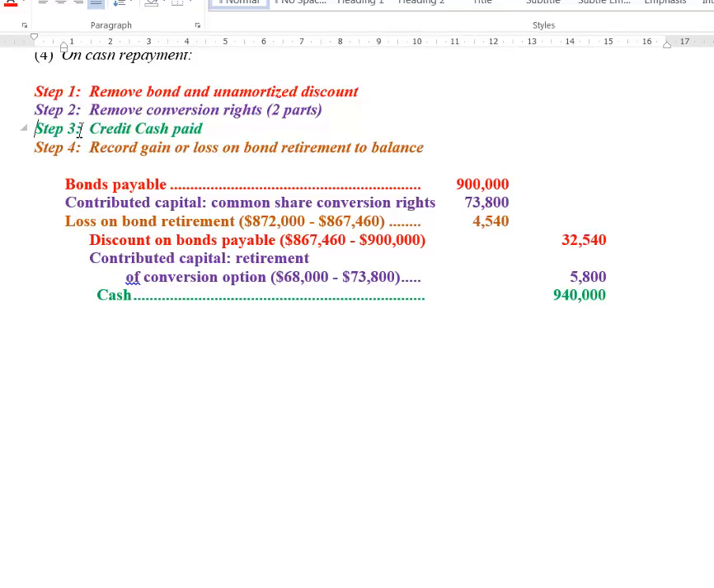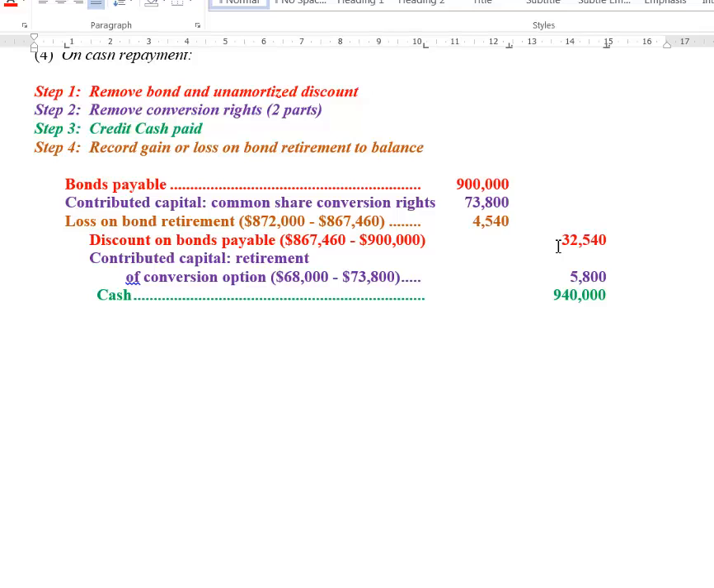Now, the third thing we need to do is to credit cash paid. Well, we know it's $940,000 from the question. So we can see we're a little bit light on the debit side, so that means we're going to incur a loss on the retirement for the difference, to balance the entry, which is $4,540.